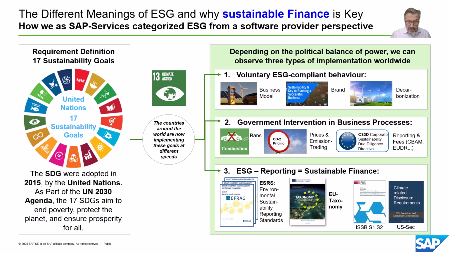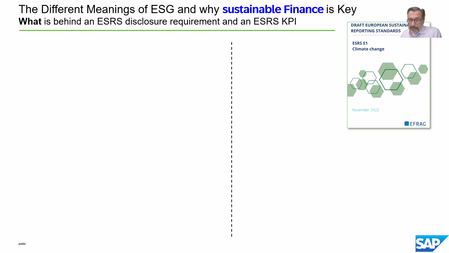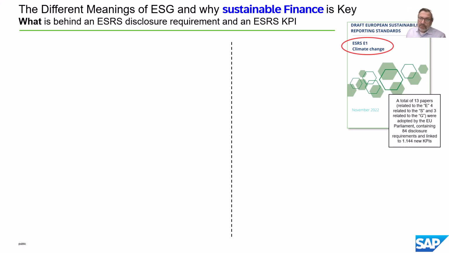Now let me go a bit deeper, because in order to understand why we design our solutions as we design them, it is good to understand what is behind the ESRS disclosure requirement. On the right-hand side, this is E1. This is the paper for climate change. Or let me go one step back. In total, we have 13 papers, and related to environment, we have 4 papers. E1 is one of the environmental papers.